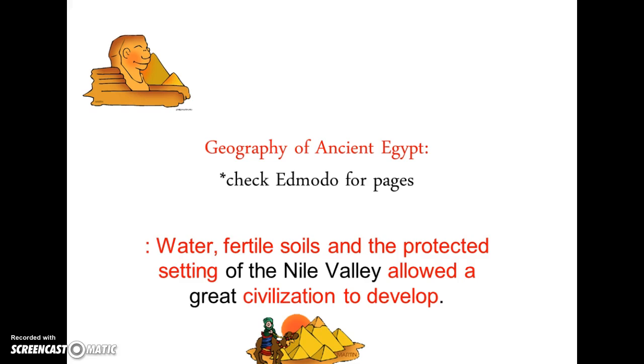Okay, so our title today is Geography of Ancient Egypt. Our big idea is that the combination of water, fertile lands, and the protected setting of the Nile Valley allowed this great civilization to develop and prosper on its own for many, many years.